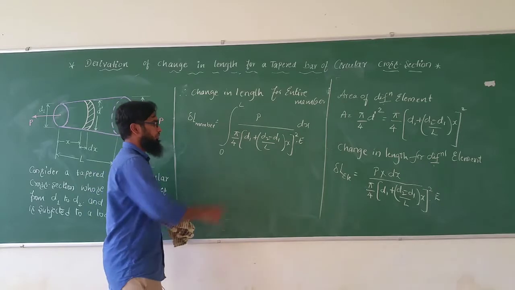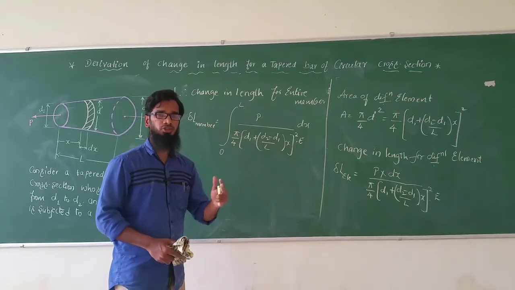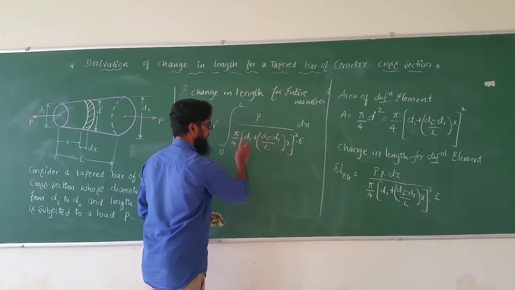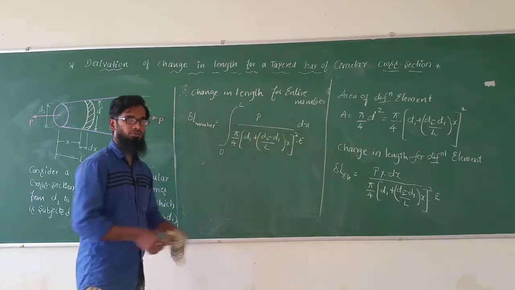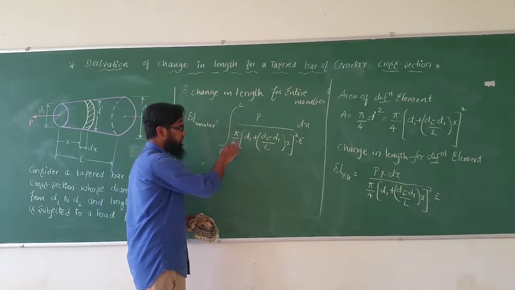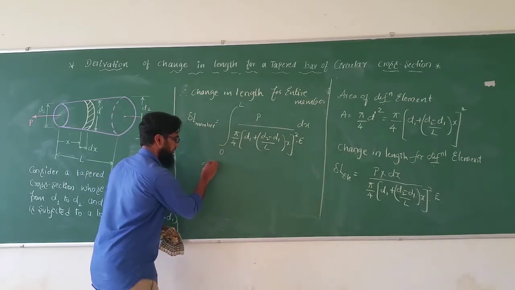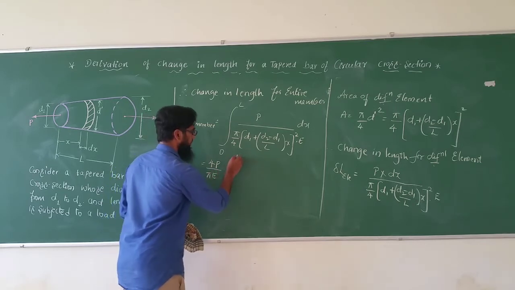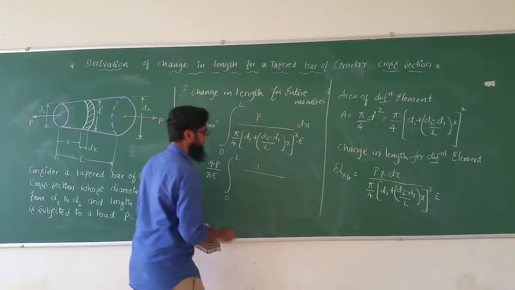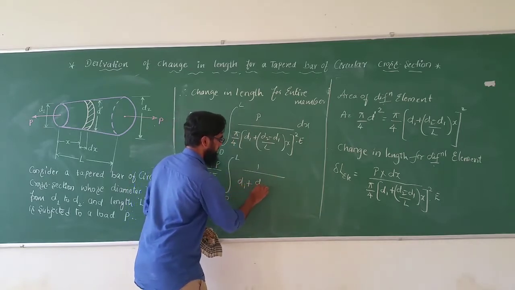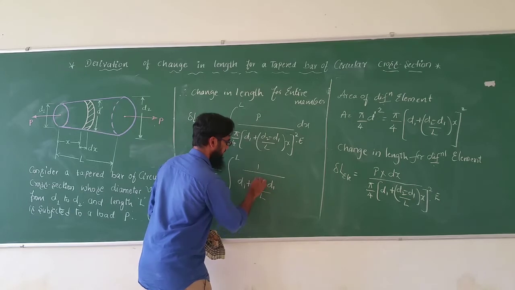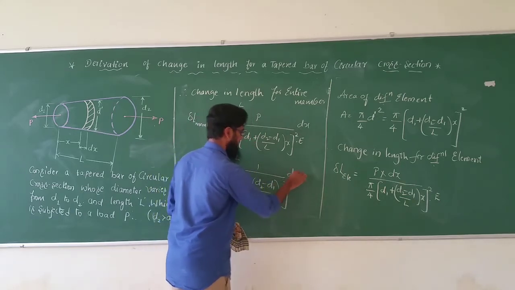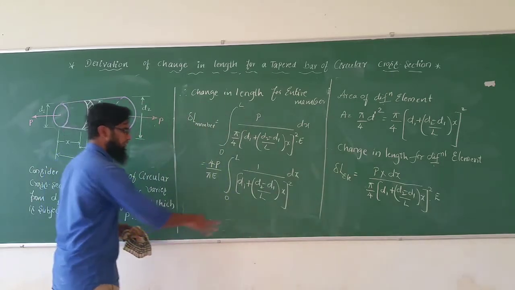Now before integrating, take the constant terms outside the integral. Pi by 4 is constant, E is constant, P is a constant, so take them outside the bracket of the integral. The 4 goes to the numerator, so it becomes 4P by pi E, integral 0 to L. Just write the remaining terms here: 1 over d1 plus (d2 minus d1) by L into x, whole square, into dx. This I need to integrate.